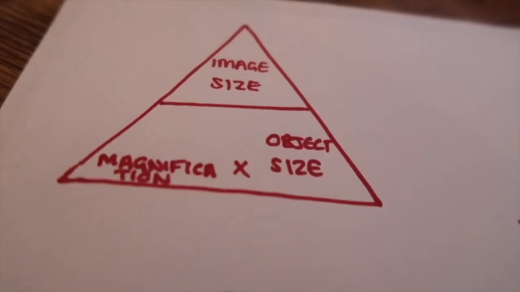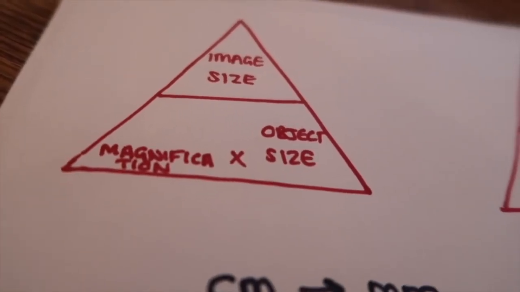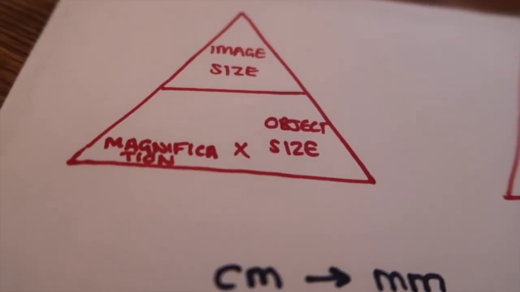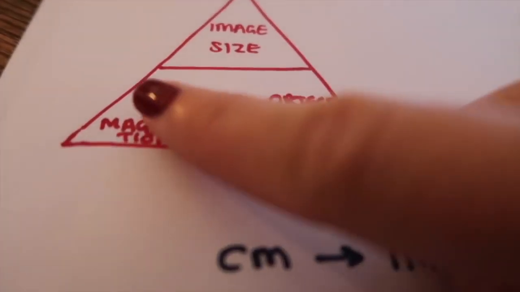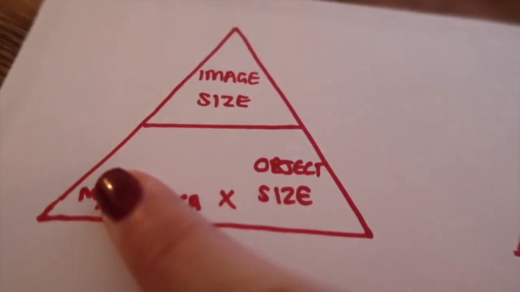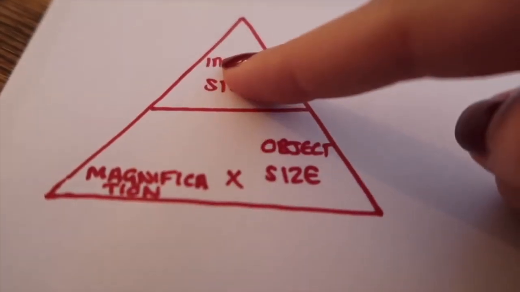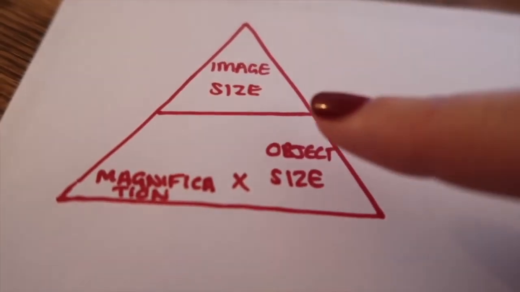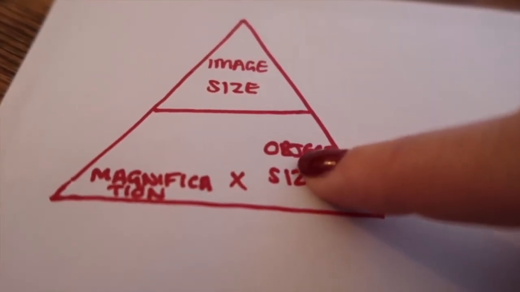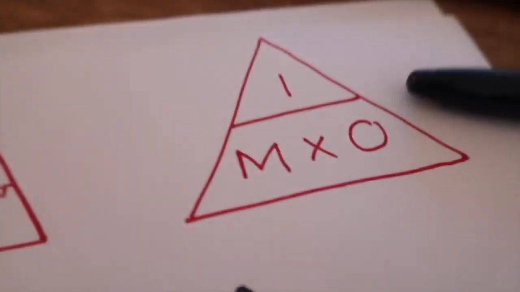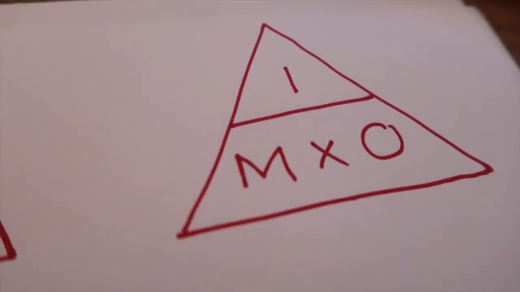Now I'm going to show you how to use the magnification equation. This is your formula triangle that you need, which is image size, magnification and object size. So obviously if you're looking for magnification, you cover that, and you see that it's image divided by object size. If you're after image size, then you just do magnification times object size, and for object size you just do image divided by magnification. I always use this triangle to help me.